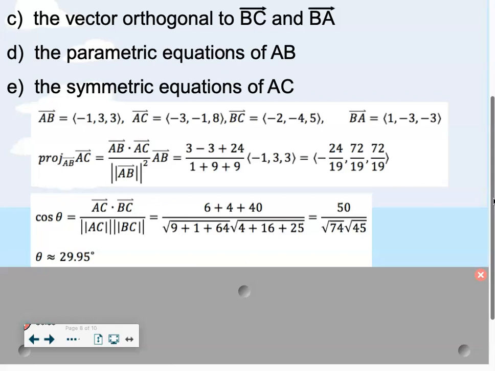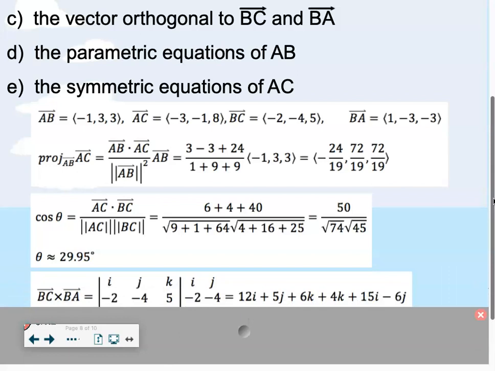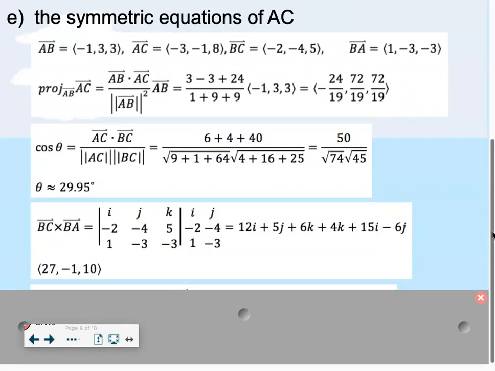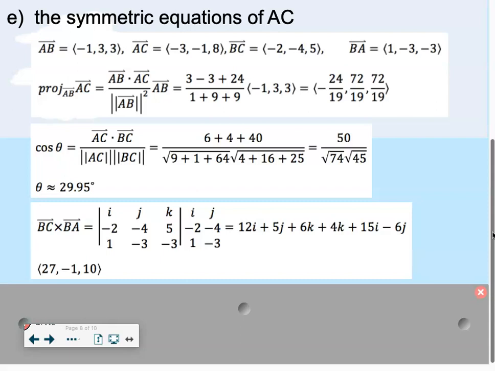Okay. The vector orthogonal. What are you going to have to do for that one, Ryan? Cross product, right? Orthogonal is another word for what? Perpendicular. Yes. So you do the cross product. Back then, I was still doing diagonals, and I'm never going to change these. I just don't have time. But the answer is 27, negative 1, 10.